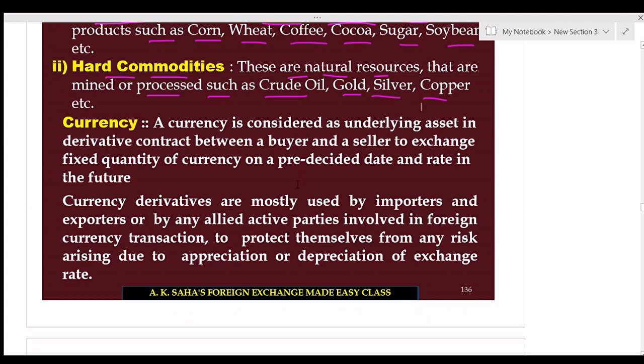Currency. A currency is considered as underlying asset in a derivative contract between a buyer and a seller to exchange a fixed quantity of currency on a pre-decided date and rate in the future. Currency derivatives are mostly used by importers and exporters or by any allied active parties involved in foreign currency transactions to protect themselves from any risks arising due to appreciation or depreciation of exchange rate.